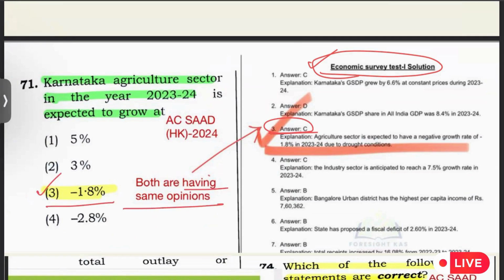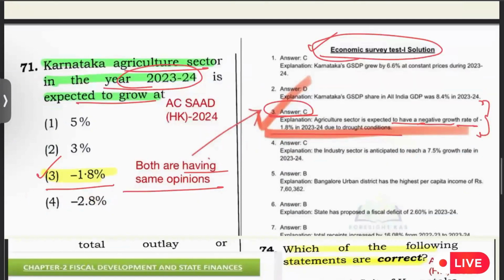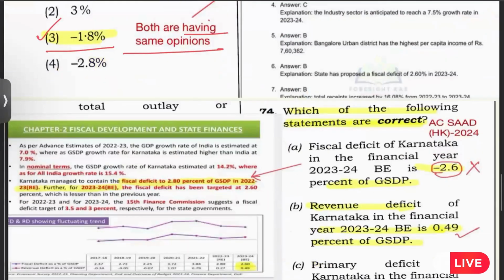Both have the same option. The Karnataka agriculture sector in the year 2023-24 is expected to grow. So here you can see the agriculture sector is expected to have a negative growth. If you know it is negative, you can understand the growth rate of minus 0.8. Okay, this is enough. Even this we have printed in the synopsis that we have given. Then coming to other economic survey questions and budget related questions, we have uploaded very crispy notes.